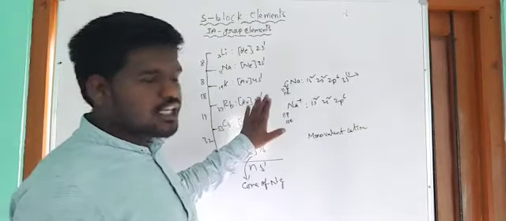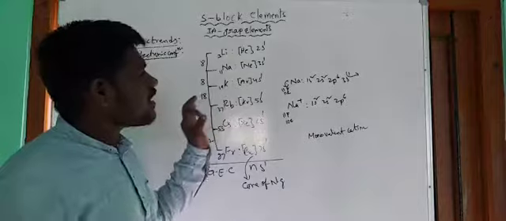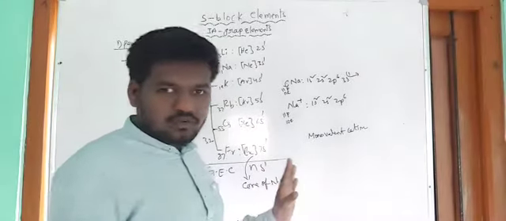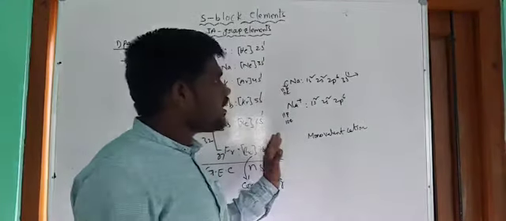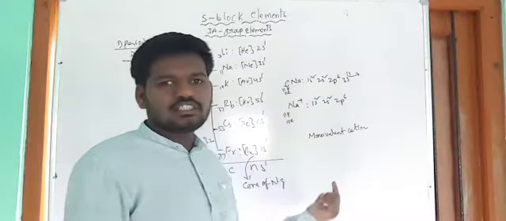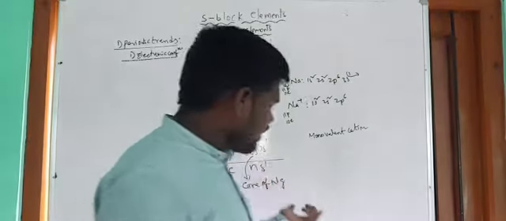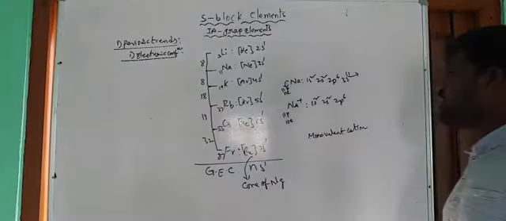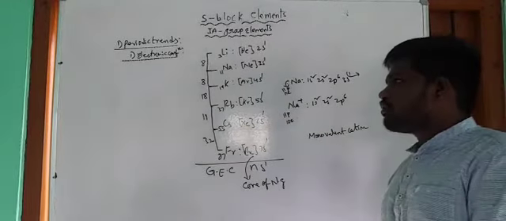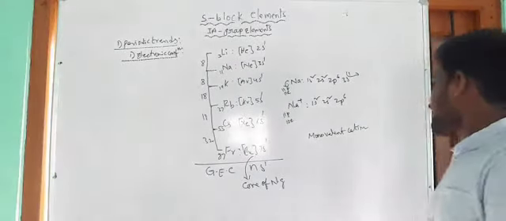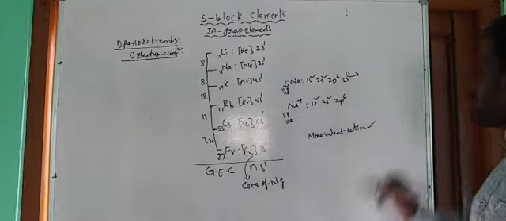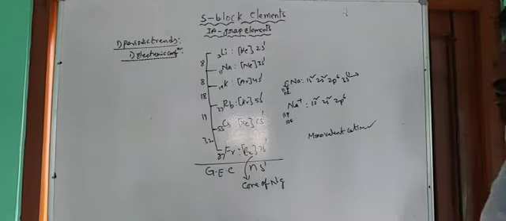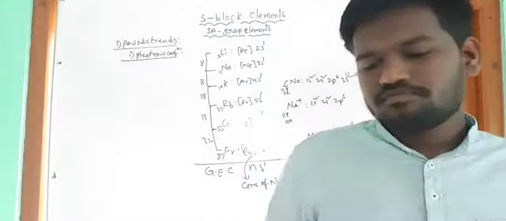So these elements, after losing one electron, are highly stable. That's why these are very reactive. They are ready to lose their electrons. Due to this reason, they are highly reactive. They are never found in free state. They are found in combined state. And next, they form monovalent cations. This is about electronic configuration.